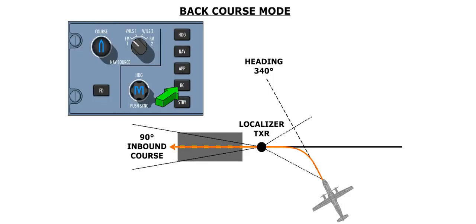The AFCS can be used to fly a back-course localizer approach. The back course is set up just like a localizer approach, except that the BC push button must be pressed. Selection of the back course mode automatically inhibits the glide slope mode. A back course is set up by dialing in the front course value.